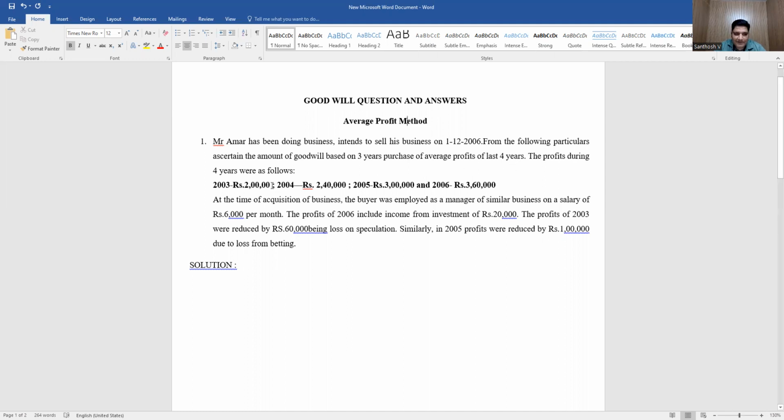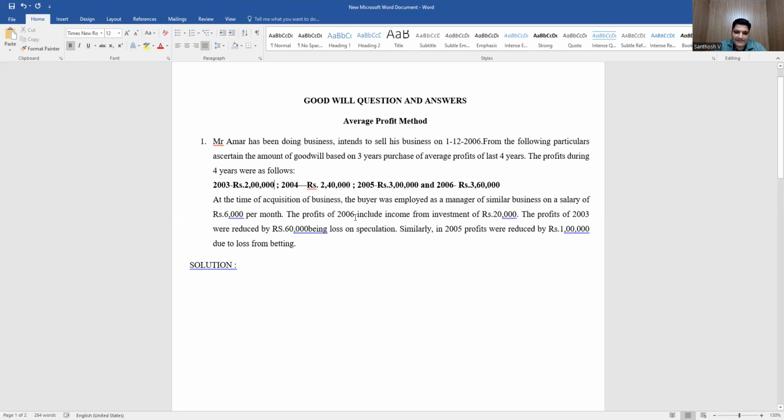Here we can see the amounts: 2 lakh for 2003, 2,40,000 for 2004, 3 lakh for 2005, and 3,60,000 for 2006. The amount keeps on increasing. At the time of acquisition of the business, the buyer was employed as a manager of a similar business on a salary of rupees 6,000 per month. If it is given per month in the question, we need to convert it to a yearly basis, 6,000 into 12. So approximately 72,000 will come. Like that we need to do for all the years.